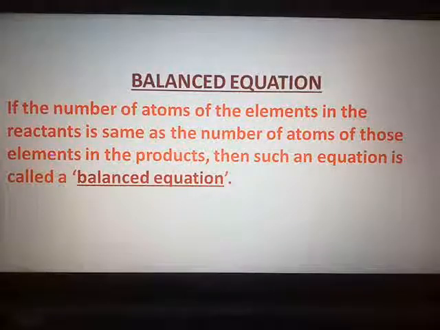Now, how to balance this equation stepwise, that we are going to study in our next session. In our next session, we are going to study the stepwise balancing of a chemical reaction and the different types of chemical reactions. So before attending the next session, kindly go through these topics so it will become easier for you to understand.